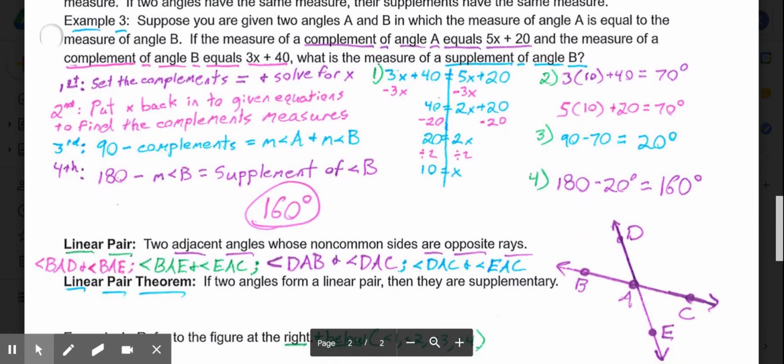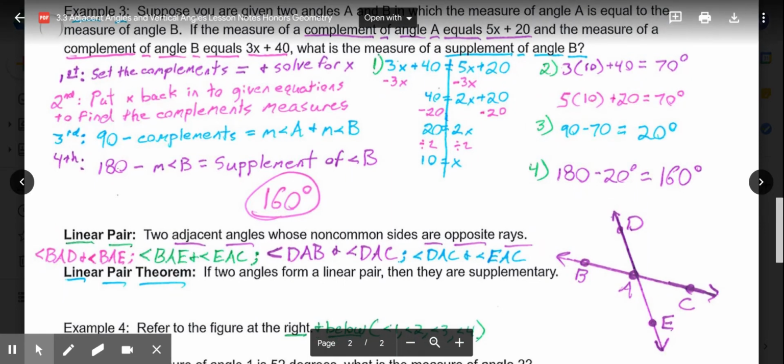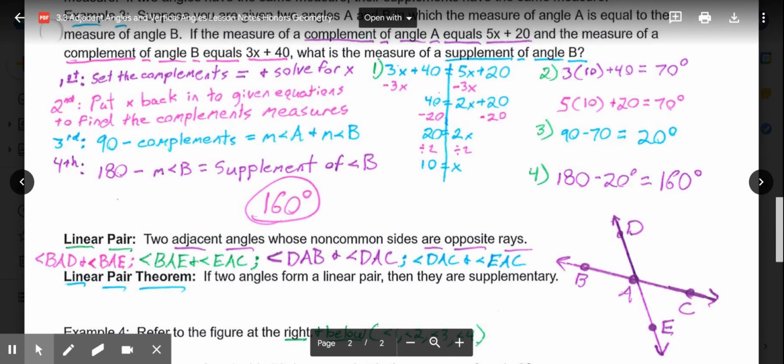So then in part 3, example 3, it says, suppose you're given two angles, A and B, in which the measure of angle A equals the measure of angle B. The measure of a complement to angle A equals 5x plus 20. The measure of the complement to B is 3x plus 40. Then they want us to find the measure of a supplement of angle B.